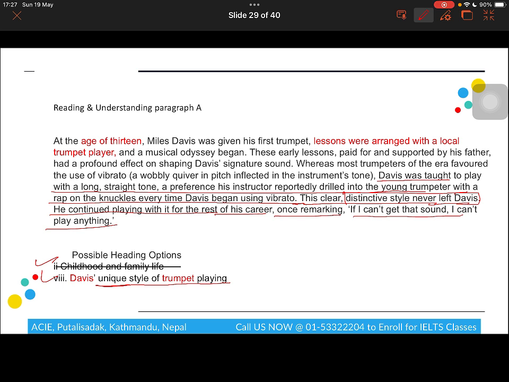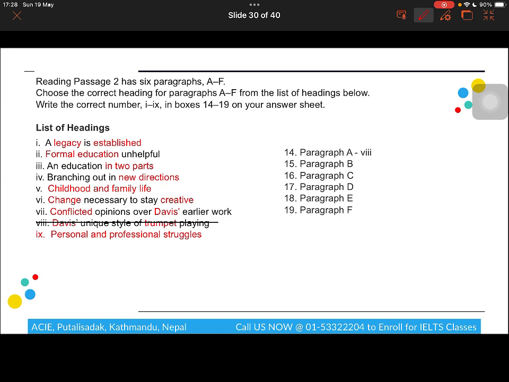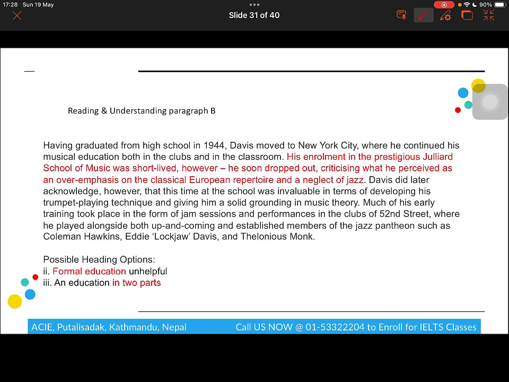Obviously the paragraph is also talking about childhood and family life, but is the writer trying to just talk about his childhood and family life, or is he trying to make a point or relate his childhood to something else in the context of the entire passage? You should be able to figure that out. Moving on, we have already selected option number 8 for paragraph A, so you can cross it out.